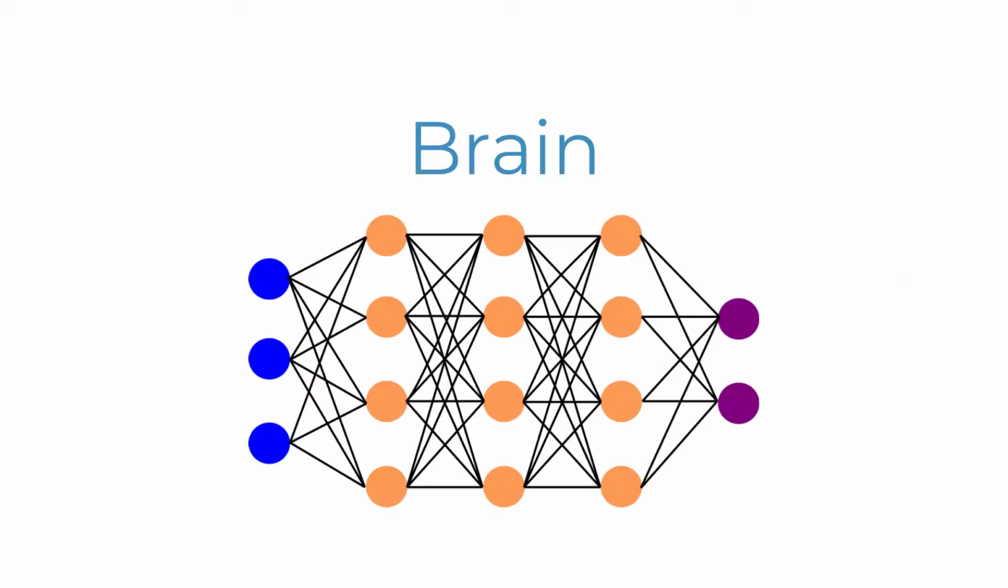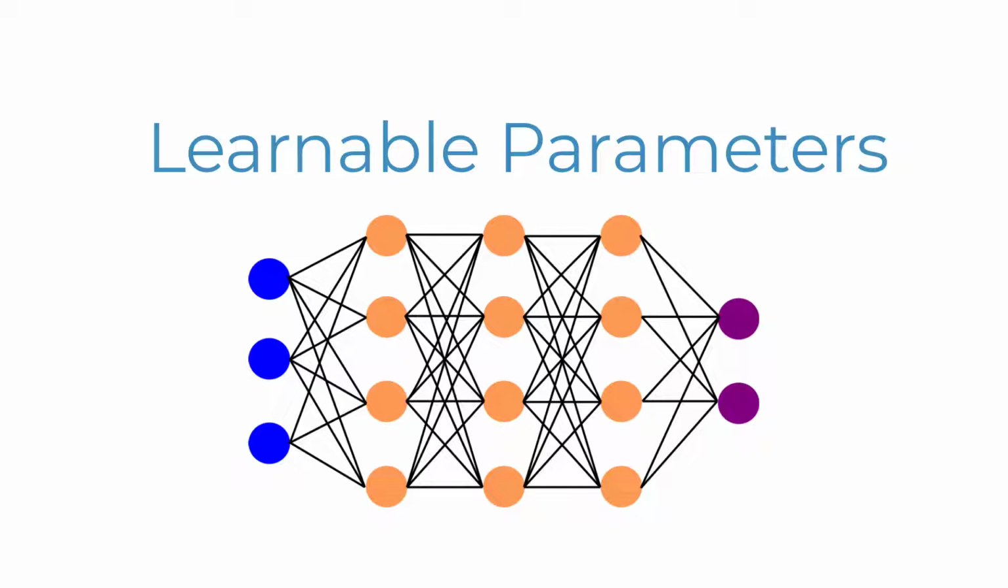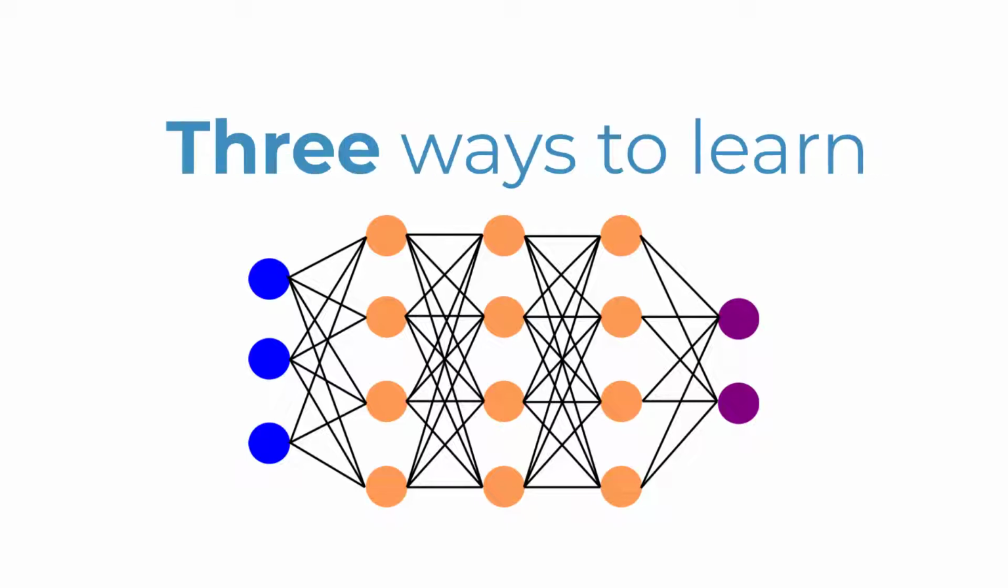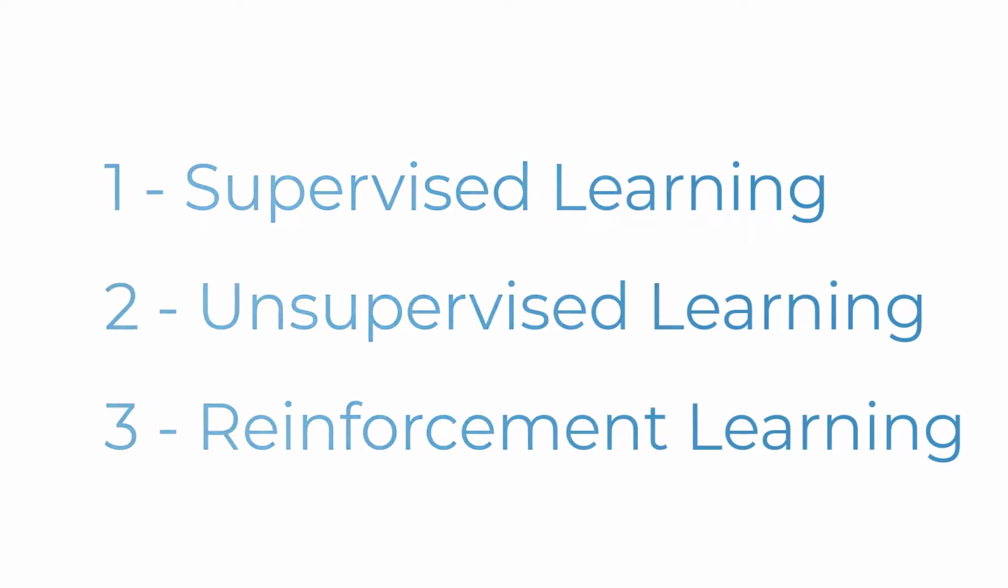So how exactly does deep learning learn to learn? Its brain or memory is stored inside what we call learnable parameters or learnable weights. There are three main approaches that we can use in order to adjust those parameters in a way to learn how to perform different tasks: Supervised Learning, Unsupervised Learning, and Reinforcement Learning.